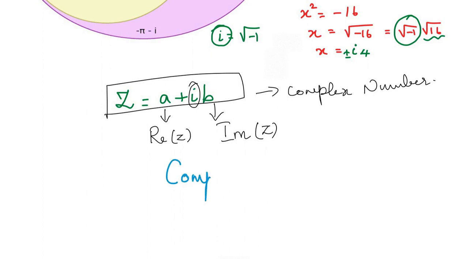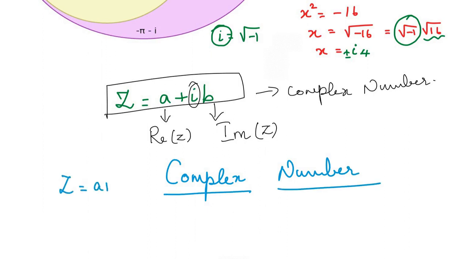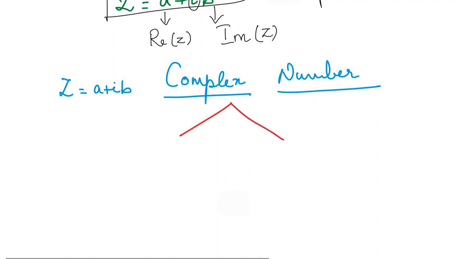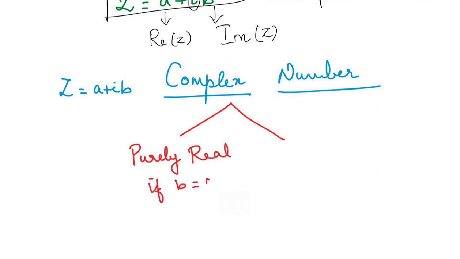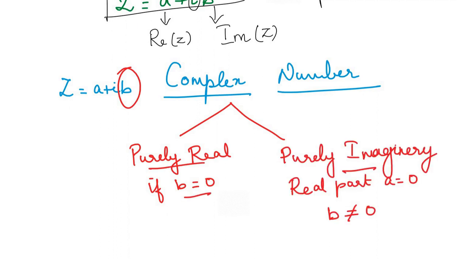Every complex number can be regarded as follows. When we take a complex number, for example z is equal to a plus ib, it is said to be purely real if the imaginary part is 0. It is said to be purely imaginary if the real part is equal to 0 and the imaginary part is not equal to 0. Next, moving on to integral powers of iota.